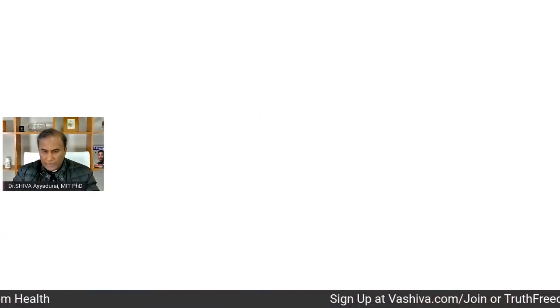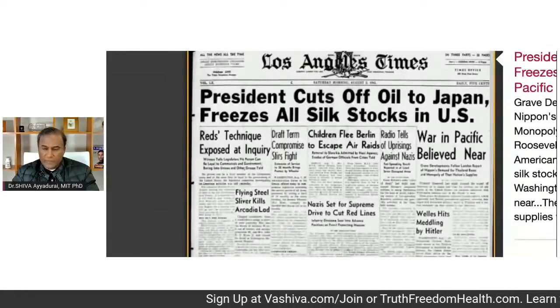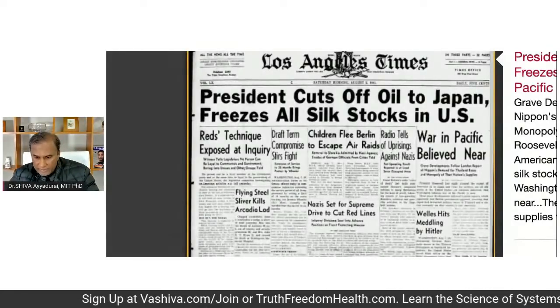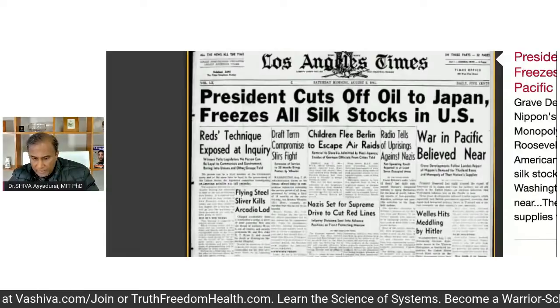That's what the front page story is. But the reality is Acheson was probably inspired or incited to do this. And that resulted in Acheson doing something which would have really angered the Japanese, which is to cut off their oil. And as you can see here, this was, by the way, a front page story of the time. Unfortunately, this is no longer taught in any of the history classes, but this was undeniably front page news, as you can see. Here's the front page news. President cuts off oil to Japan, freezes all silk stocks, and that's summer of 1941.